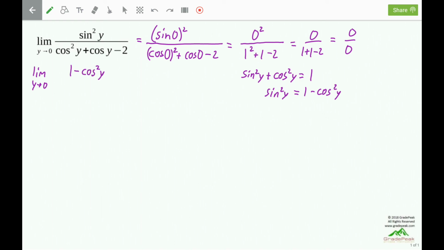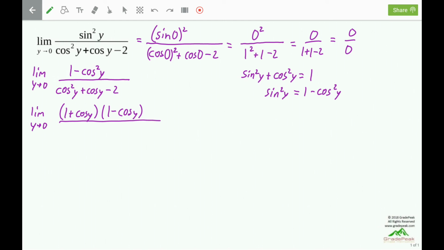Why that helps us is that it is a difference of squares and will factor, and the denominator is a trinomial quadratic with the same trig function, cosine, and will therefore also factor, and we should be able to do a factor and cancel. So we have in the numerator 1 plus cosine of y and 1 minus cosine of y. Since y is going to 0, and cosine of 0 is 1, it's the 1 minus cosine y that's actually making the 0 in the numerator.